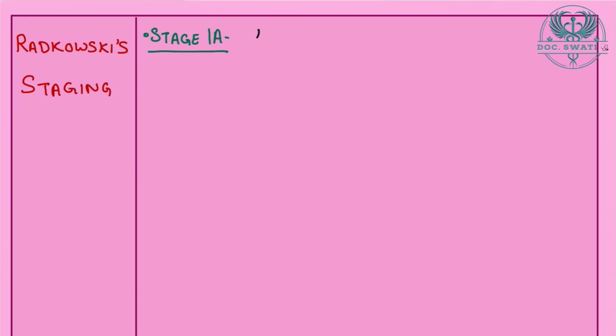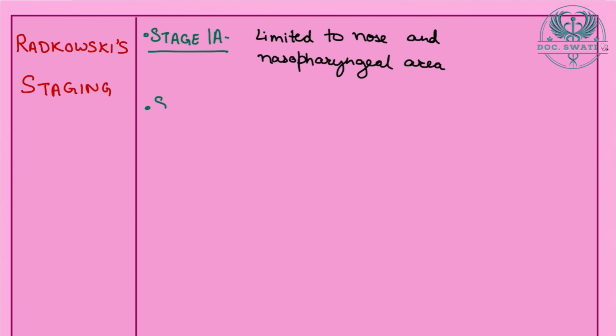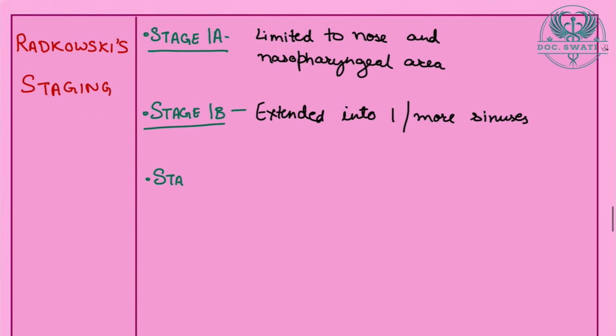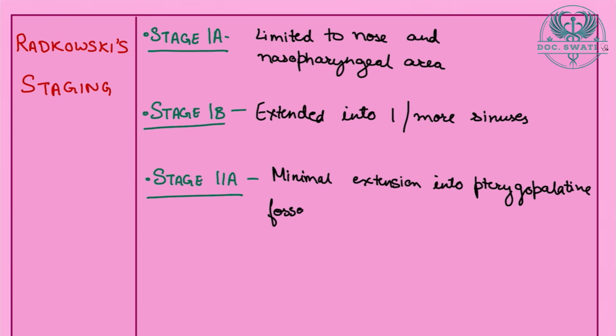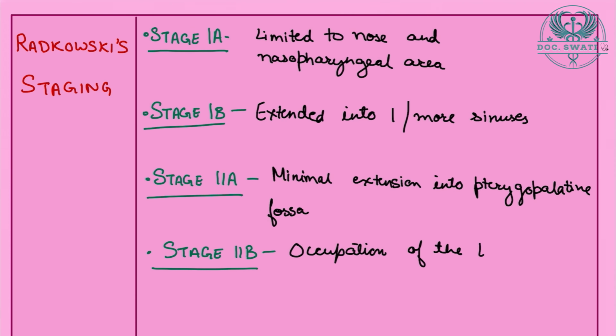The first subtype is stage 1A. It is limited to the nose and nasopharyngeal area. Next we have stage 1B. In this there is extension into one or more sinuses. Then we have stage 2A. Here there is a minimal extension into the pterygopalatine fossa. Then we have stage 2B, occupation of the pterygopalatine fossa with or without orbital erosion.